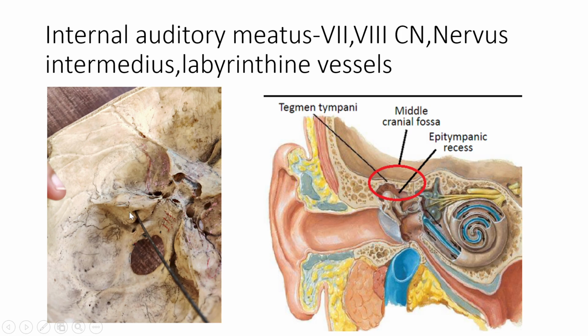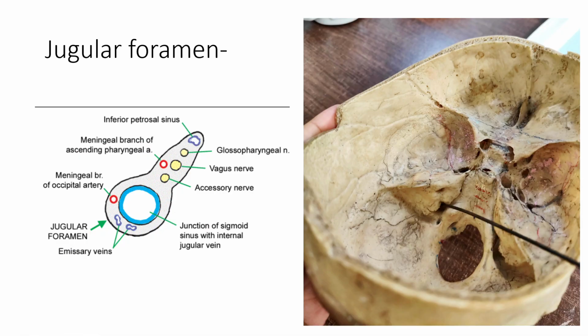So the only important thing which was not taught earlier was the internal auditory meatus, which gives passage to the 7th cranial nerve, 8th cranial nerve, nervus intermedius, and labyrinthine vessels. You can see this is the cross section, in which you can see the internal features of the petrous temporal bone, where the labyrinth of the internal ear is found. This is the middle ear, and this is the internal auditory meatus, through which the 7th and 8th cranial nerves, along with the nervus intermedius and labyrinthine vessels, which are not shown here, are entering inside the petrous temporal bone.